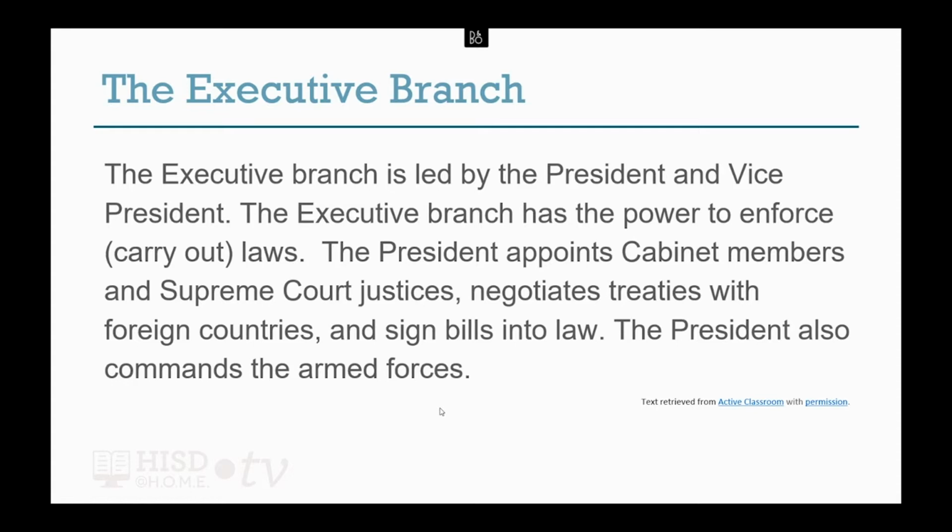The executive branch is led by the president and vice president. The executive branch has the power to enforce or carry out laws. The president appoints cabinet members and Supreme Court justices, negotiates treaties with foreign countries, and also signs bills into laws. The president also commands the armed forces. All right, so in this reading, go ahead and take a moment to identify who makes up the executive branch. I'm going to give you guys about 10 seconds.